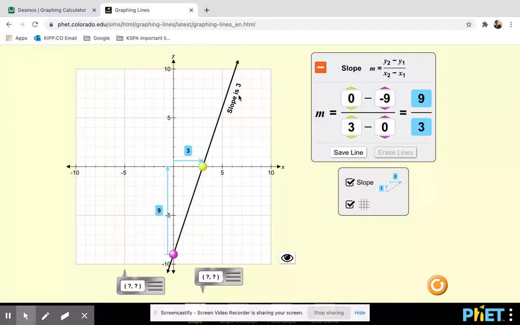Again, this is going to be provided in the Nearpod. If you need to reference back to it, please do so. Otherwise, go ahead and continue on. Practice the next 2 problems in the set. And remember, when you have your solution, make sure to write your slope underneath your graph.